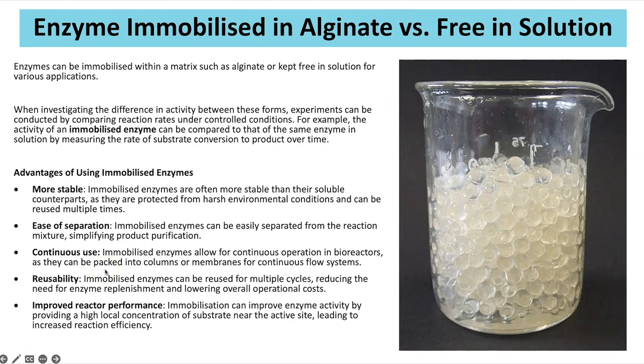You can have the continuous use of enzymes as well. Immobilized enzymes can be used continuously in bioreactors and industry as they're packed into columns or membranes and you just have a flow of your substrate going over them continuously. That means they're also easy to reuse, making it much quicker and also cheaper. And we've got here improved reactor performance. Immobilized enzymes can improve enzyme activity as well by providing a higher local concentration of substrate near the active site. So it increases the rate of reaction also.